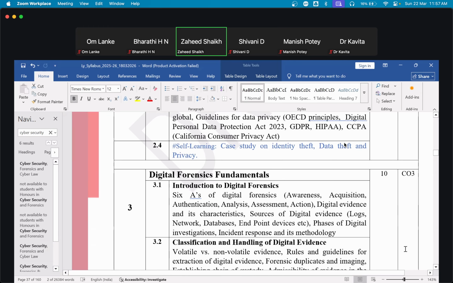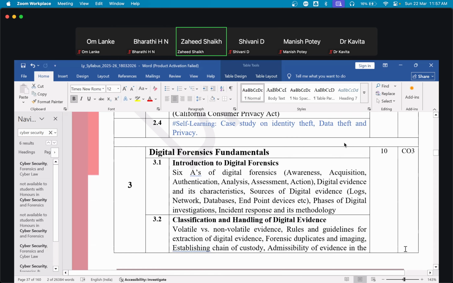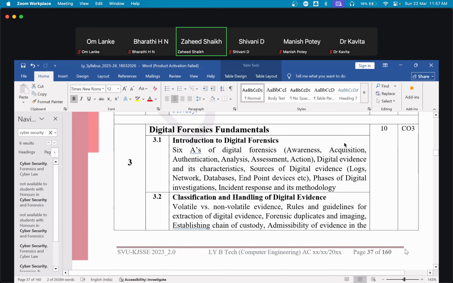Module number three deep dives into the fundamentals of forensics. Basically, any forensic investigation refers to an incident and the corresponding response. So here we'll learn different aspects of digital forensics. We'll try to understand what are the endpoints through which the crimes take place.